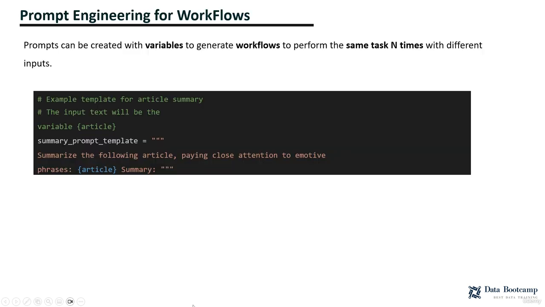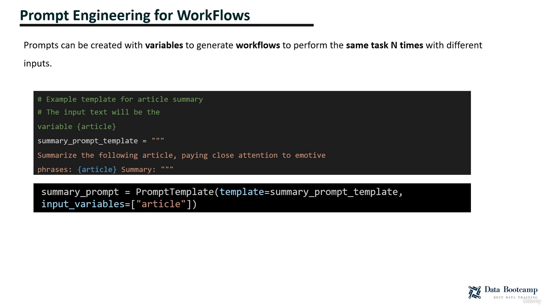The first thing we need is a template that takes an input variable, which would be the article. Here we have this prompt where we instruct the large language model to summarize the following article, paying special attention to the emotional aspect, and we pass the article as a variable. This allows us to modify the article we provide in each execution, thus iterating through different articles. Then, we ask it to produce the output, which would be the summary.